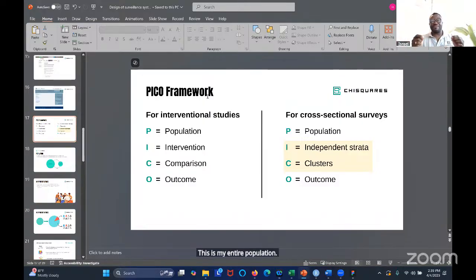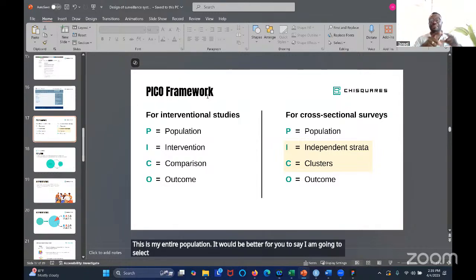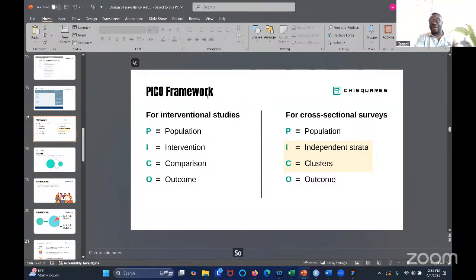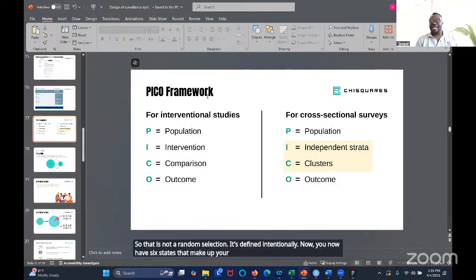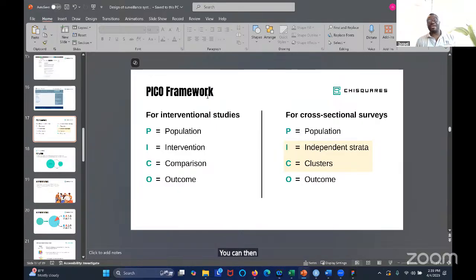It would be better for you to say, I am going to select these 6 states as the population of interest. So that is not a random selection, it's defined intentionally. Now, you have 6 states that make up your population, and within those 6 states, you might have maybe 200 local government areas. You can then select the local government areas as clusters.